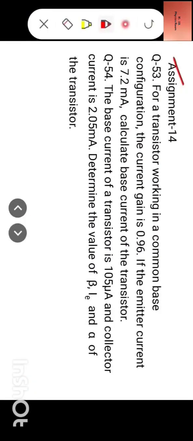Assignment 14 continued. Question number 53. For a transistor working in a common base configuration, the current gain is 0.96. If the emitter current is 7.2 milliampere, calculate the base current of the transistor. Question number 54. The base current of a transistor is 105 microampere and the collector current is 2.05 milliampere. Determine the value of beta, IE and alpha of the transistor.